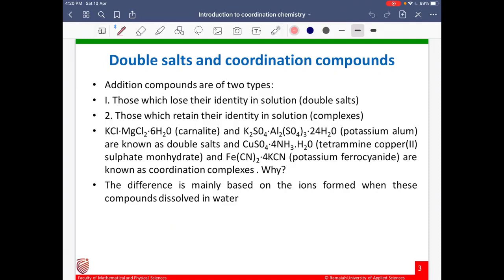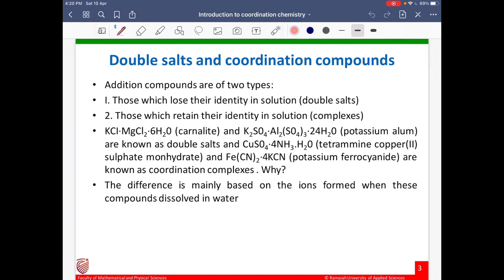One example, KCl·MgCl2·6H2O, carnallite, and K2SO4·Al2(SO4)3·24H2O, alum, are known as double salts, and CuSO4·4NH3·H2O, tetraammine copper(II) sulfate monohydrate, and Fe(CN)2·4KCN, potassium ferrocyanide. These two are known as coordination complexes. Why? The difference is mainly based on the ions formed when these compounds are dissolved in water.